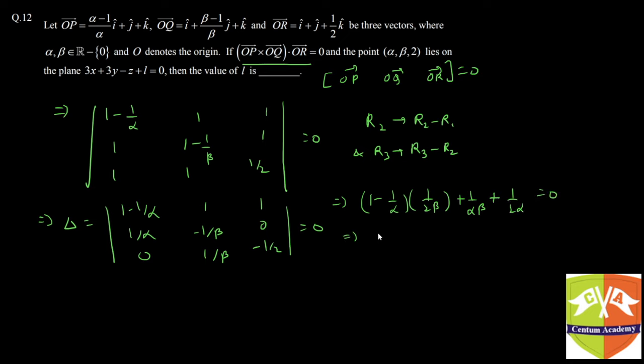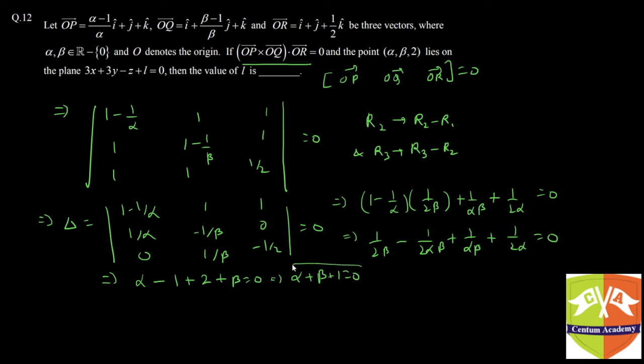So what we have is 1 by 2 beta minus 1 by 2 alpha beta plus 1 by alpha beta plus 1 by 2 alpha equals 0. If I multiply this whole thing by 2 alpha beta, what will I get? I will get alpha minus 1 plus 2 plus beta equals 0. So we have alpha plus beta plus 1 equals 0.